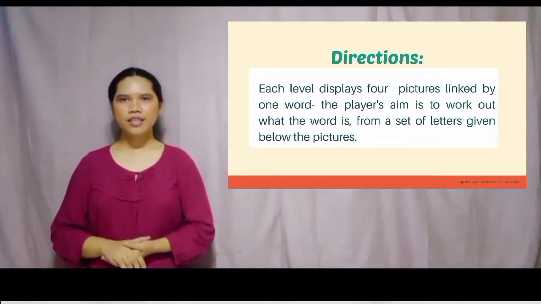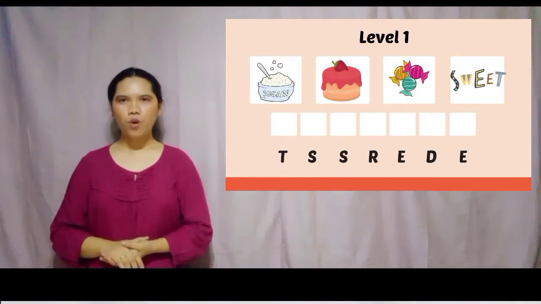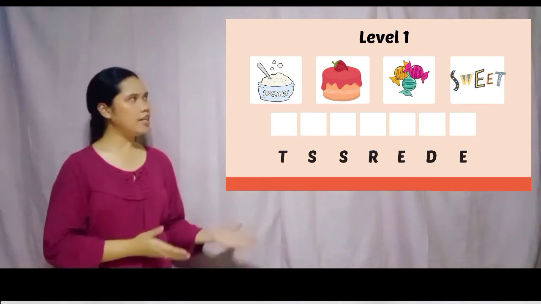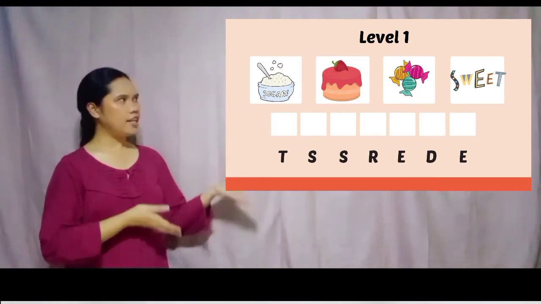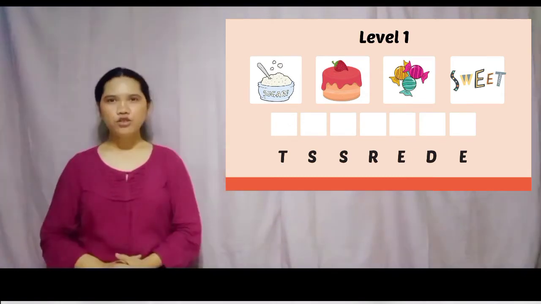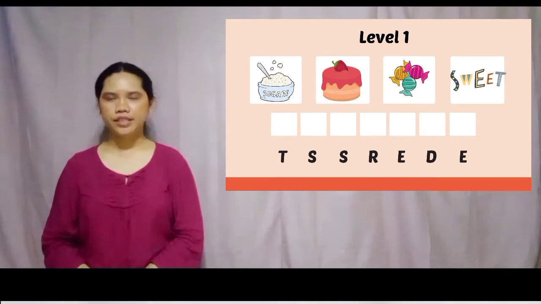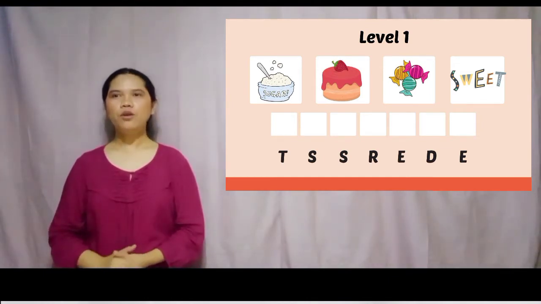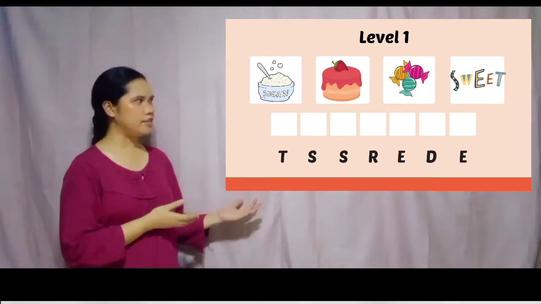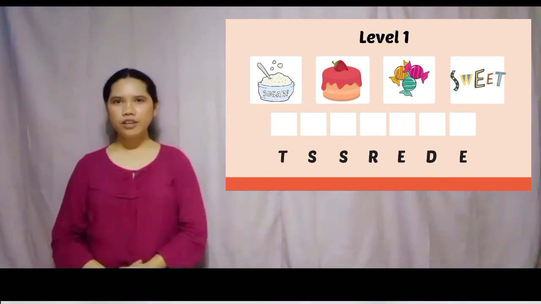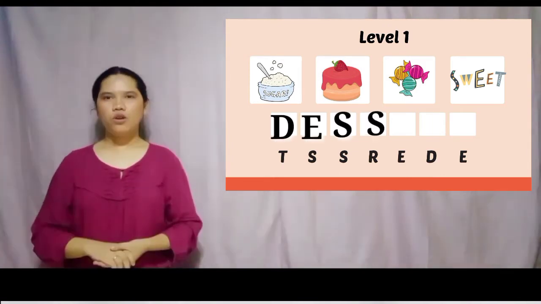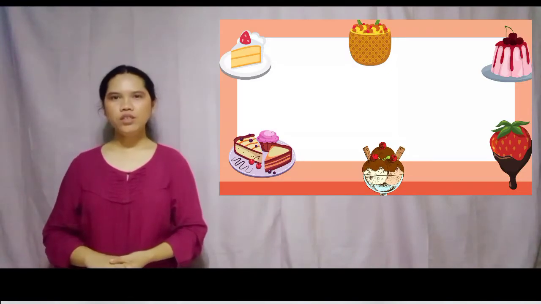Let us now have level 1. There is a sugar, a candy, a couple, and the word sweet. What do you think is the word? Anybody from the group? Okay, Ayumi. Let us see if your answer is correct. Your answer is correct. It is dessert.